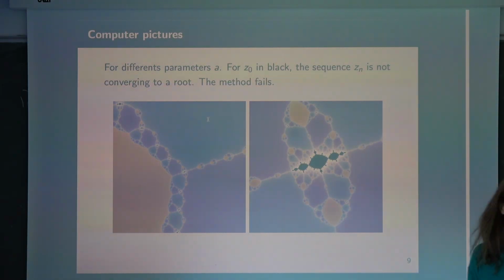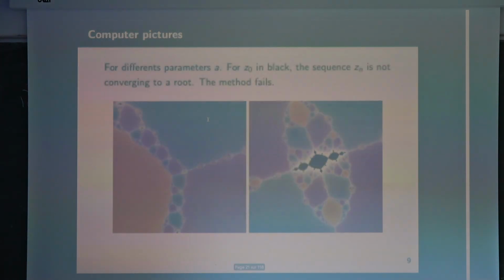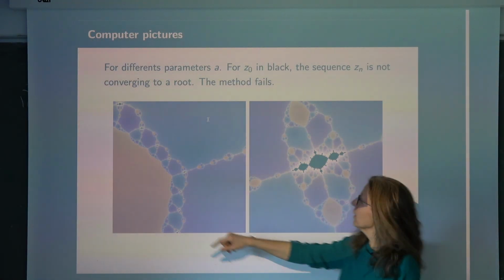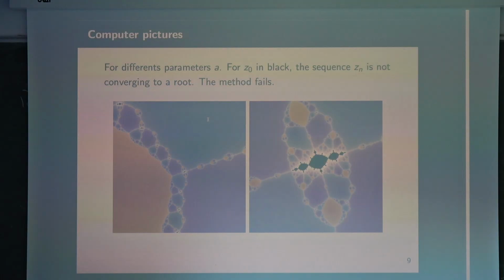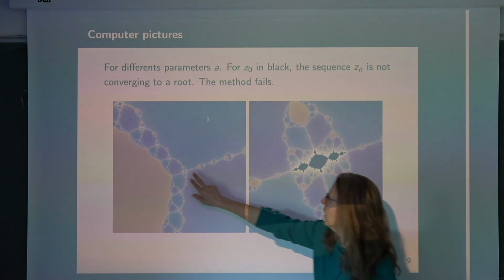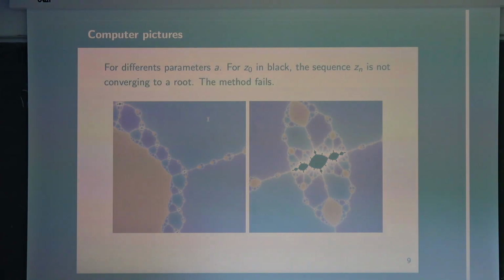So if I change the parameter A, so this parameter A was very special, very nice, very symmetric. Okay? If I change the parameter A, so I didn't give you the value, but you see a black region. So they are not colored in orange, blue, or purple. And here I zoom here, and I see this black region. So all this set does not converge. If you start in the black, you will not converge to a root of P. Okay? So it fails. It's a very big, a large set where it fails.